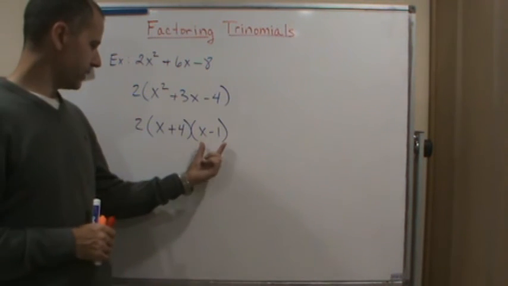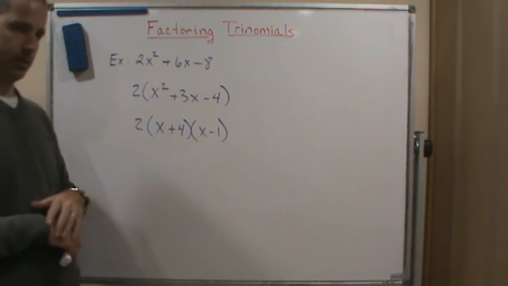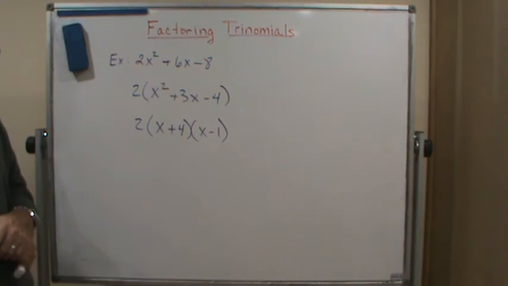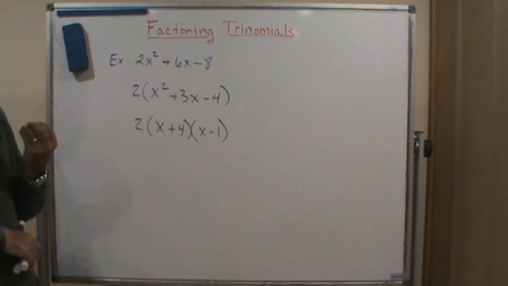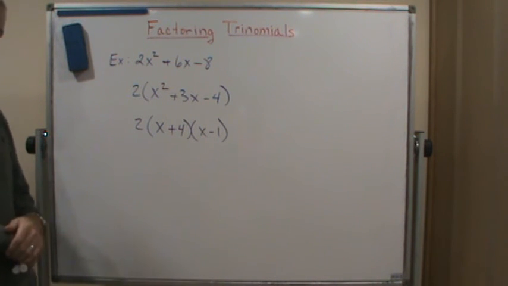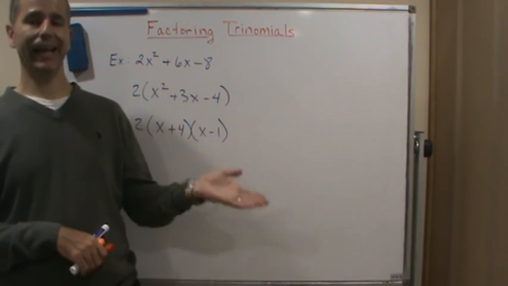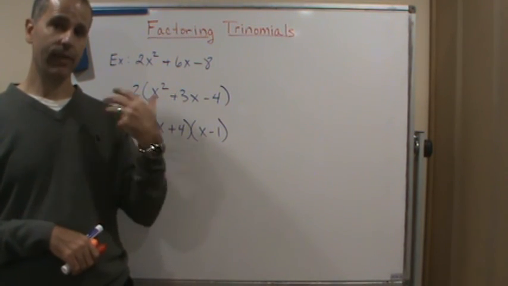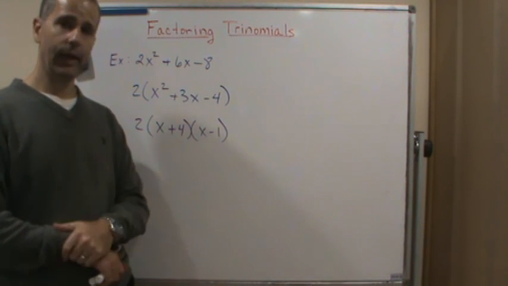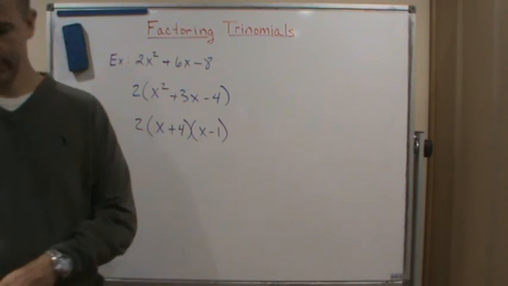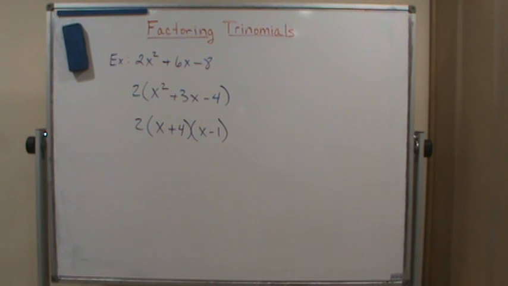Now, notice that these are all prime factors. Okay? And so again, that's the way we want to do this. Always look for a greatest common factor. There might not be one, but look for the greatest common factor and factor it out in the beginning, and then see what you have left over and see if it's factorable. Okay? We'll come back and do another one.